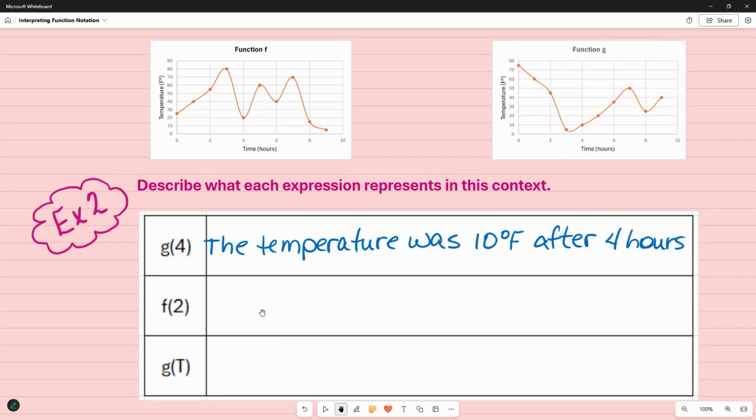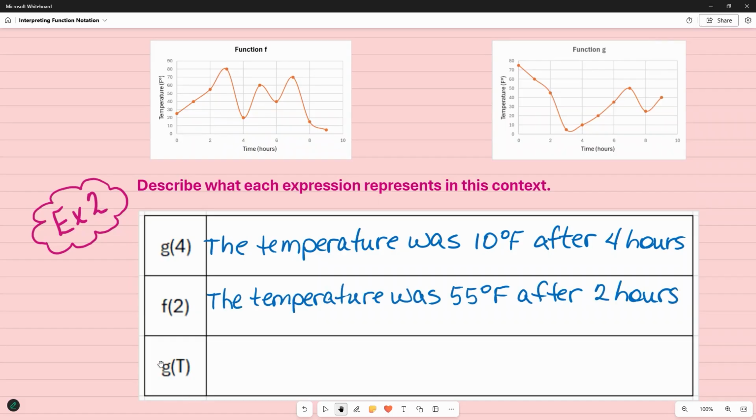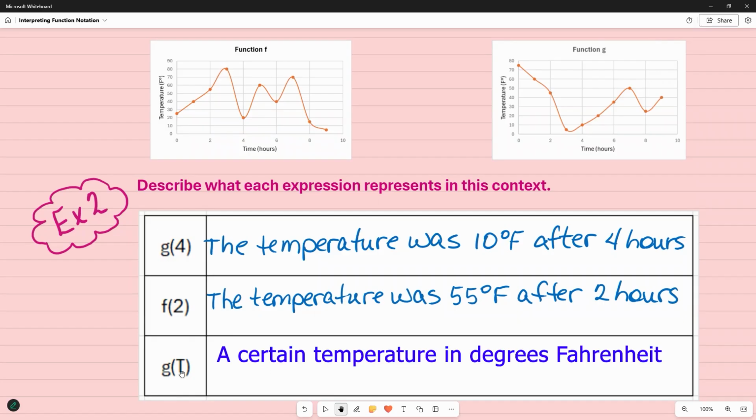So on the next one, we're asked to look at function f, and the input is 2. So we're going to go on our x-axis where it's 2, and we know this is hours, and we're going to see where it meets the graph, and then look at our y-axis to see what the output will be. After 2 hours, the temperature is going to be 55 degrees. Now this next one, we're looking at the function g graph. However, it does not give us a specific time, nor does it give us an output, but you can still interpret this. So the way that you can write this is you can say a certain temperature is reached after T hours.